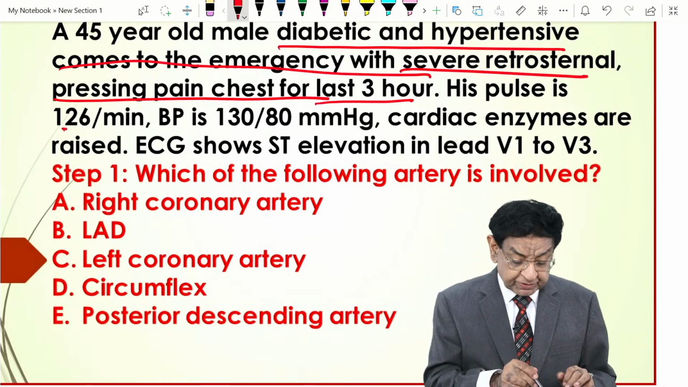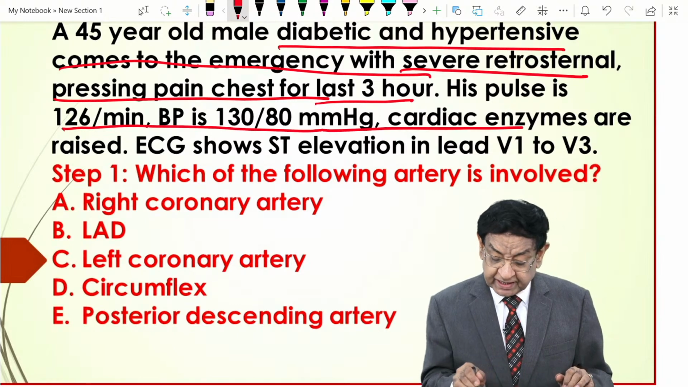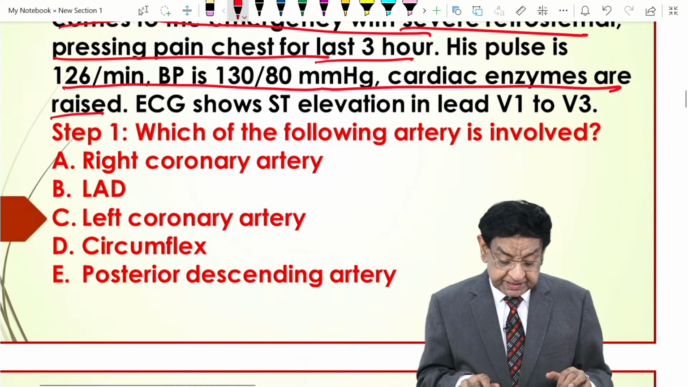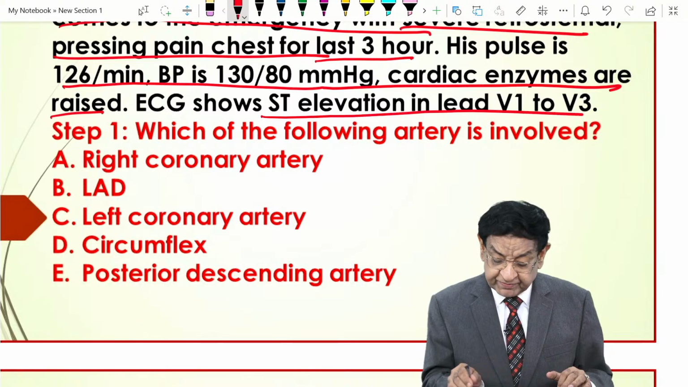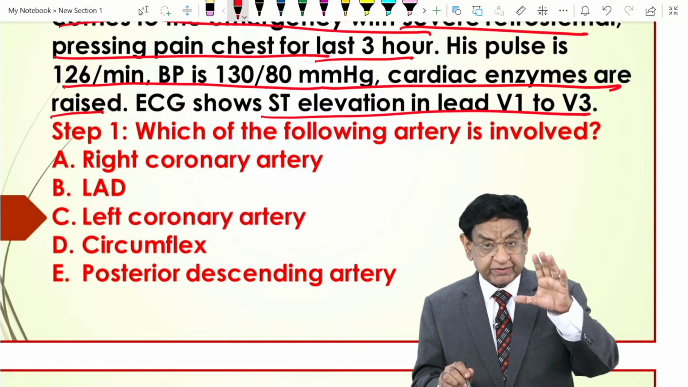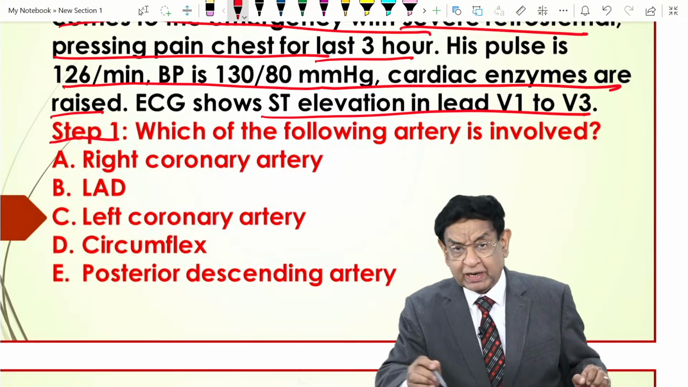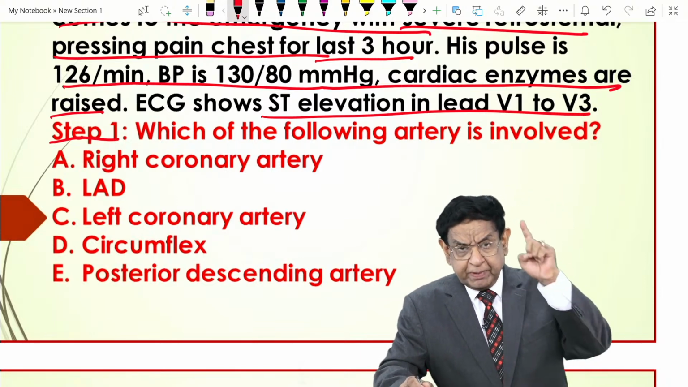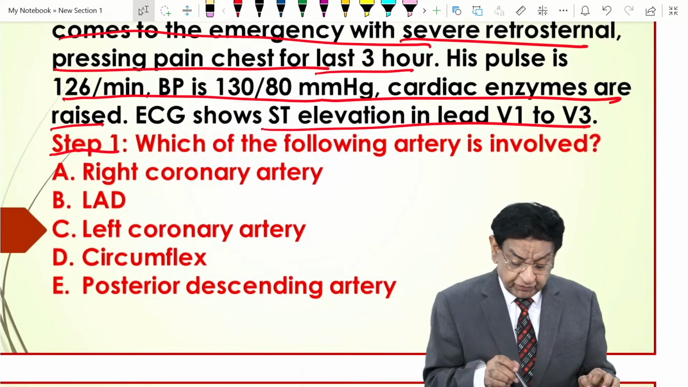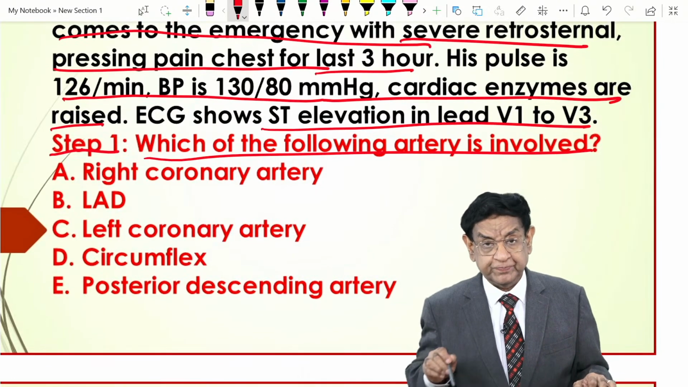His pulse is 126, BP 130/80, cardiac enzymes are raised. ECG shows ST elevation V1 to V3. Now, this question will come in step 1. Same question will come in step 2. I'll be showing you the next slide. But in step 1, he will ask you which of the following artery is involved.